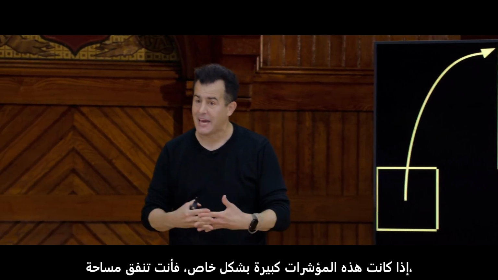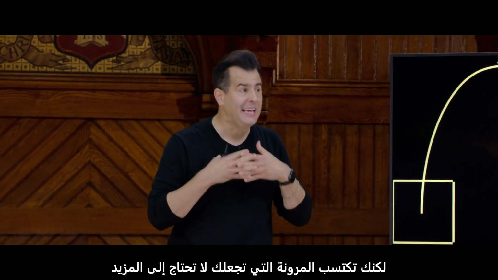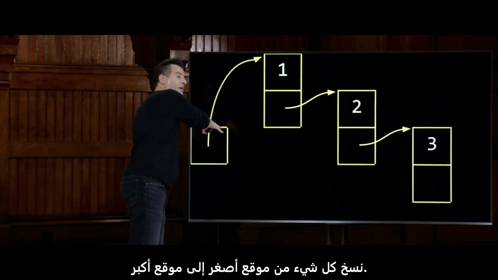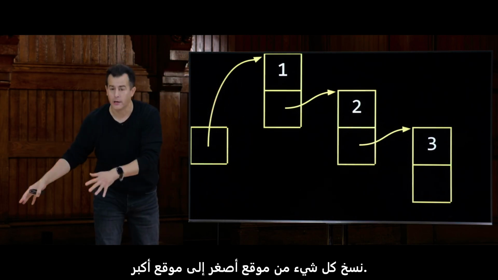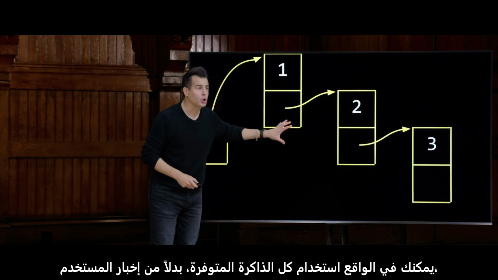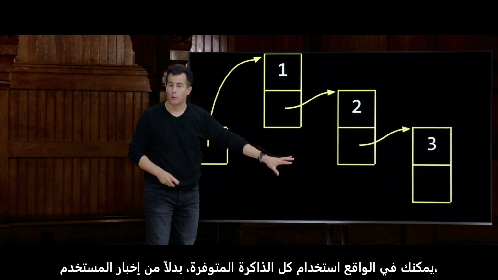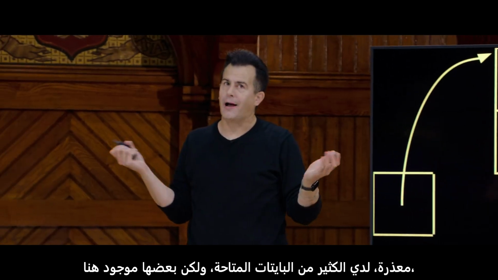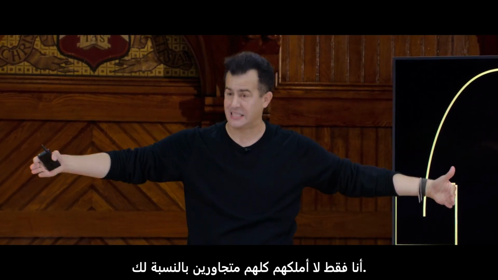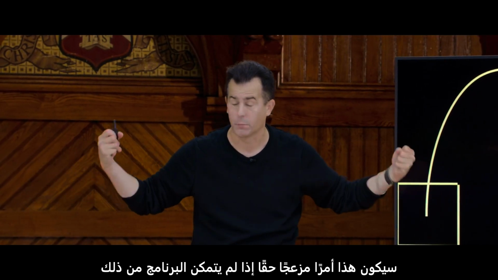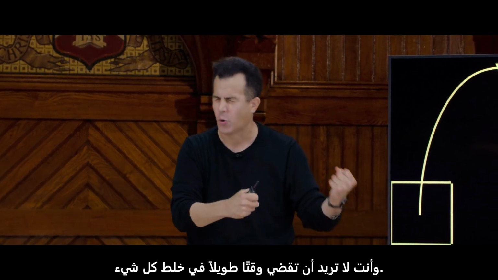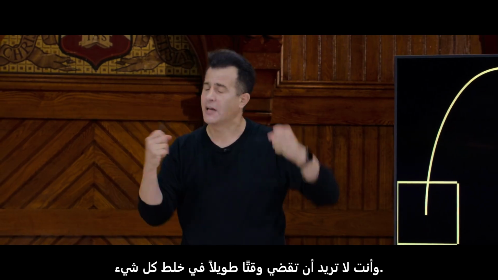You're spending space, but you're gaining the flexibility of no longer needing to copy everything from one smaller location to one bigger location. And if you've got lots going on in memory, you can actually use all available memory, as opposed to telling the user, sorry, I've got a lot of bytes available, but some are here, some are here, some are here. I just don't have them all contiguous for you. That would be really obnoxious if the program can't proceed because you have enough memory, but it's not all in one place, and you don't want to spend linear time shuffling everything around.